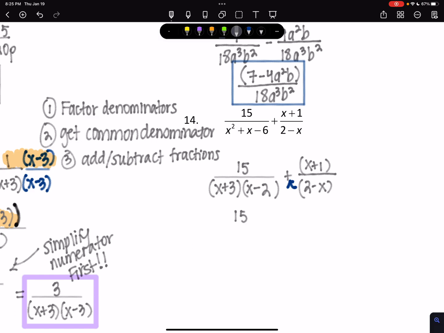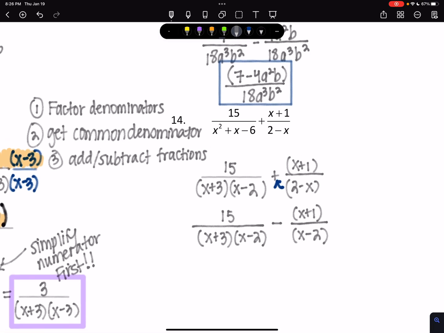So I'll show you. I'm going to do each step slow. (x plus 3)(x minus 2). And then I'm going to have a minus, and instead of 2 minus x in the denominator, I'm going to have x minus 2. So I'm going to switch the positions of the two values, and I'm going to factor out a negative. Okay. And then in the numerator, I still have x plus 1. So my second fraction now just needs an x plus 3. So I'm going to multiply the numerator and the denominator by x plus 3.